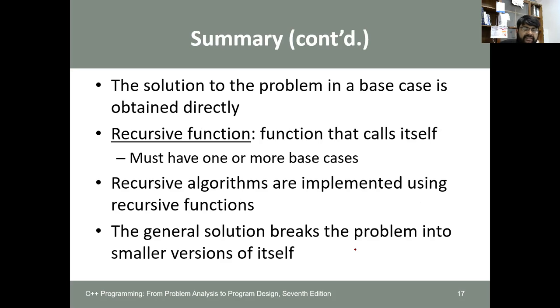Recursive functions are functions that usually call themselves. So a factorial function will call a factorial function again. This is what we call recursion with a slightly different value. Again, a recursive function must have one or more base cases so that infinite recursion does not happen and is avoided throughout. Recursive algorithms are implemented using a recursive function. So that is a typical way our recursive algorithm is going to be implemented, by using functions, and inside functions you're going to have recursive function calls, either direct recursive function calls or indirect recursive function calls.